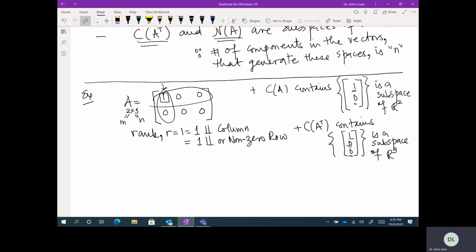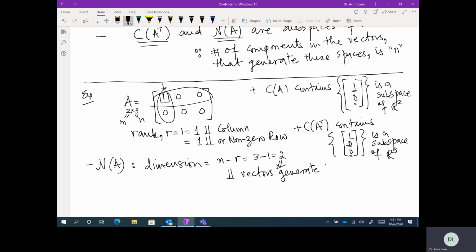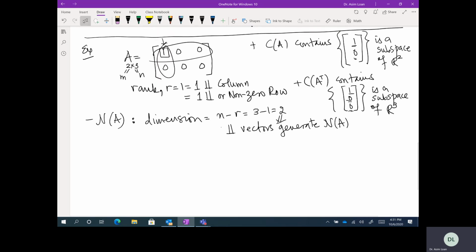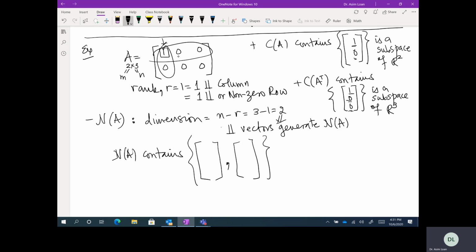What about the null space? Since rank r is 1, let's look at the null space. For the null space, the dimension is n minus r, which is 3 minus 1 equals 2. So we need 2 independent vectors that generate the null space of A. And what are these 2 independent vectors? The free variables are the second and third. So the null space contains vectors that form a subspace of R3, because there are 3 unknowns. So the free variables are at positions 2 and 3. Only the first column is independent. The others are 2 and 3.